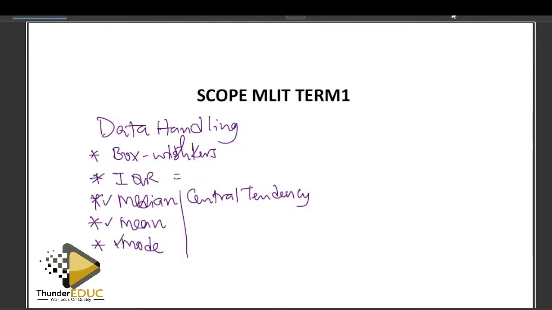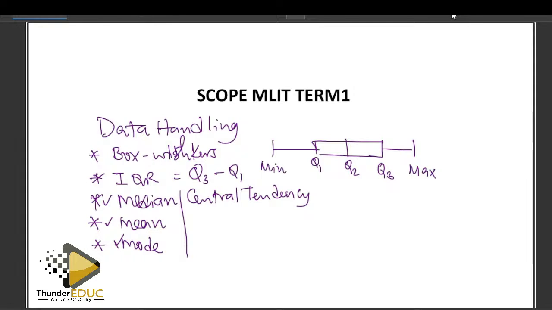IQR, what I expect you to remember here is that it is the upper quartile, which is Q3, minus the lower quartile, Q1. Then box and whiskers, I expect you to remember that diagram, whereby this is Q1, Q2, we have Q3, and the maximum plus the minimum.